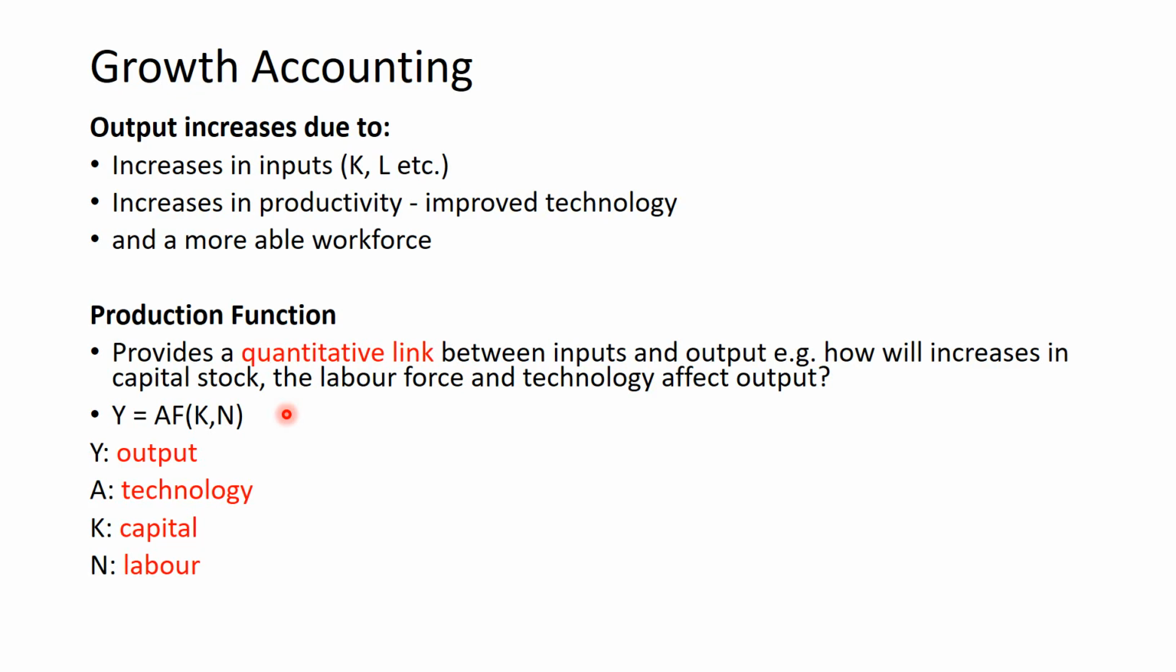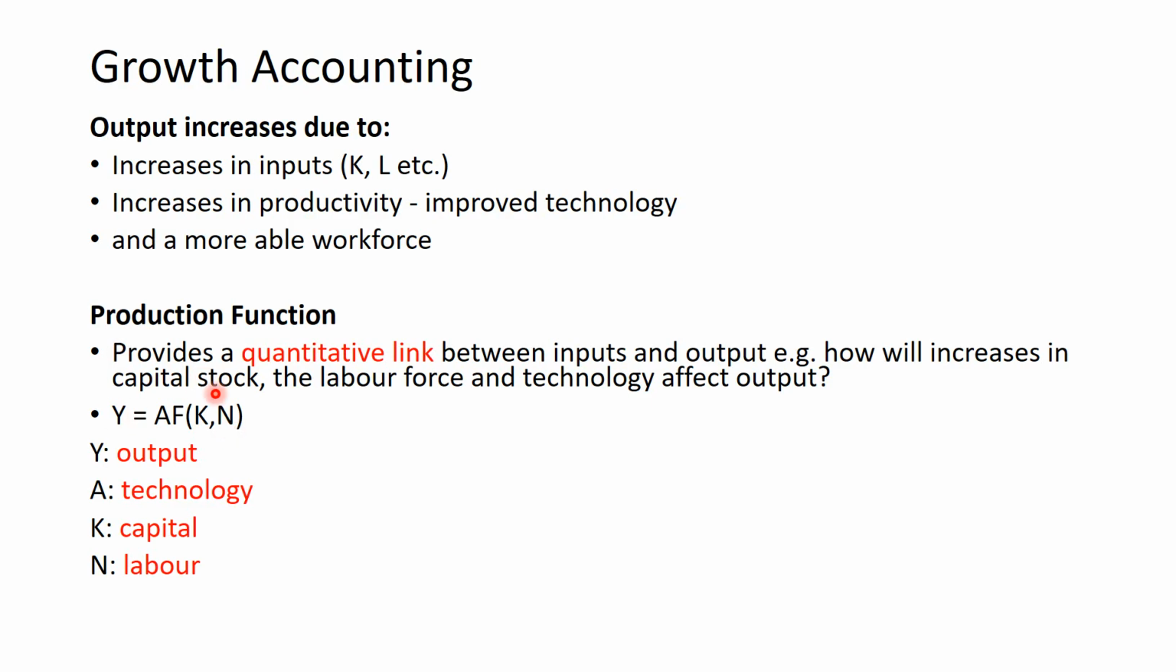It refers to aggregate output being determined by the total amount of technology and the total amount of capital and the total amount of labor. What you should notice is that if you were to increase what's on the right-hand side, if the values of capital or labor were to increase, output would increase.